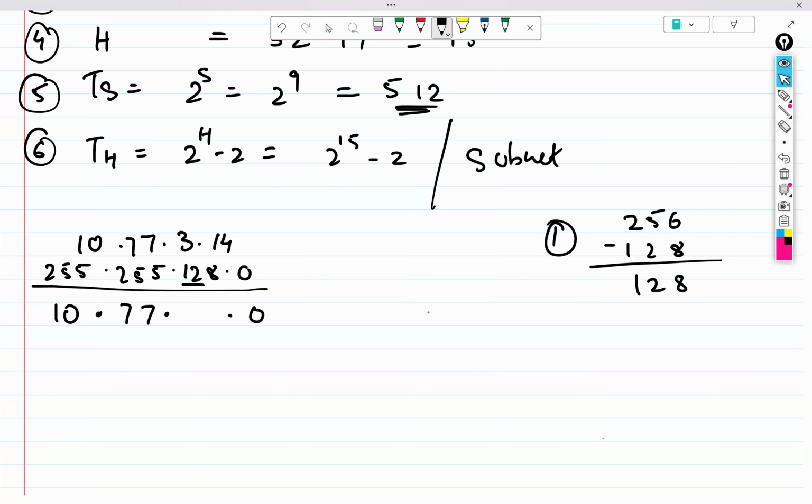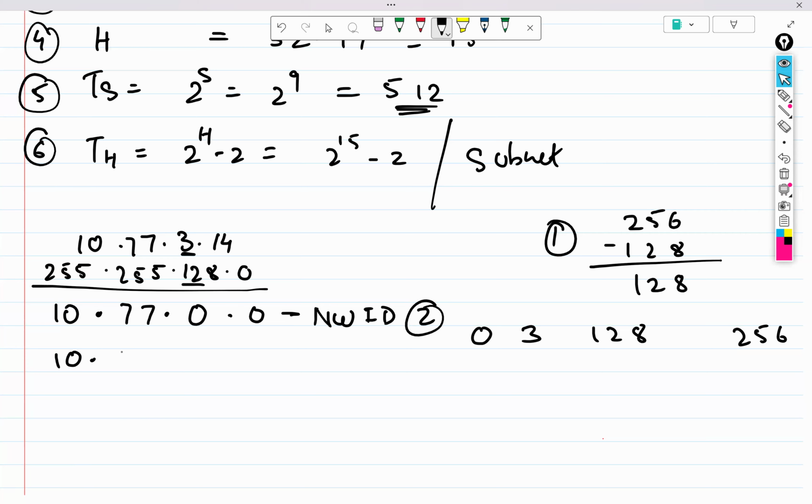So this was the first step. Second step, write the multiples of 128: 0, 128, and 256. The 3 in the IP address lies between 0 and 128. So the network ID is going to be 10.77.0.0, and the broadcast ID is going to be 10.77.127.255.